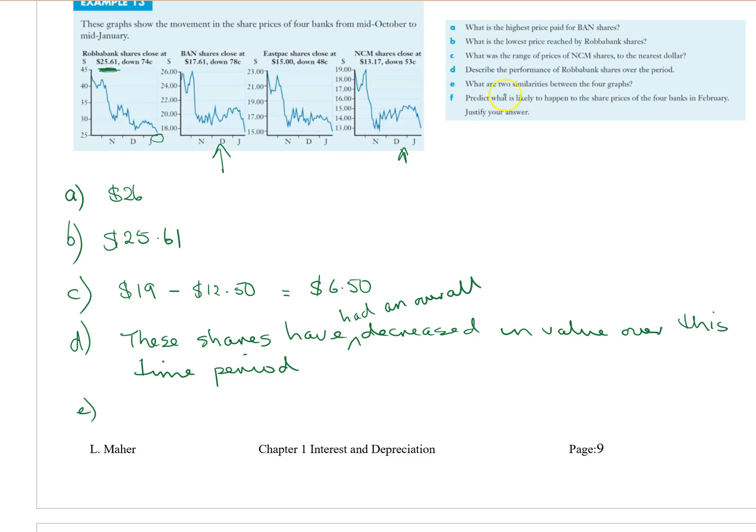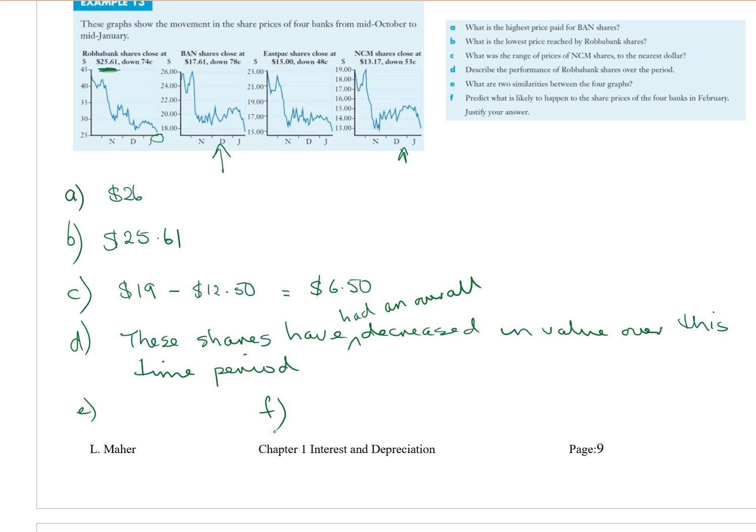E asked for two similarities between all four graphs. If you step back a bit and look at them, they are quite similar. So there's many different answers to this. One could be that they all closed at a much lower price than they opened. They all peaked around October, November. They all certainly had their lowest prices in January. So any of those would be acceptable.